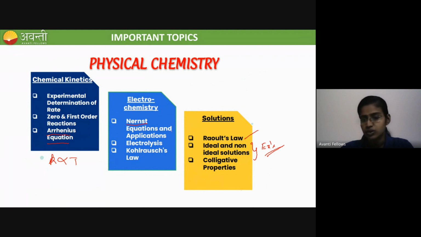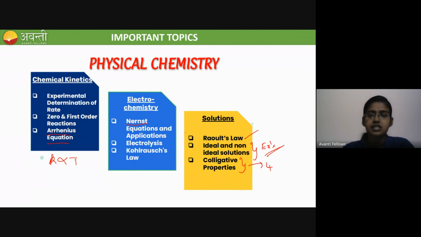That is important. And colligative property is the second half of the solutions lesson, right? How many colligative properties do we have? 4 colligative properties: elevation of boiling point, relative lowering of vapor pressure, depression in freezing point, and osmotic pressure. So all the numericals related to these 4 colligative properties are very, very, very important. Okay. So you might have practiced, revise it again.